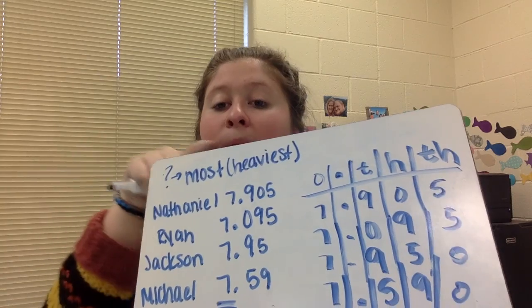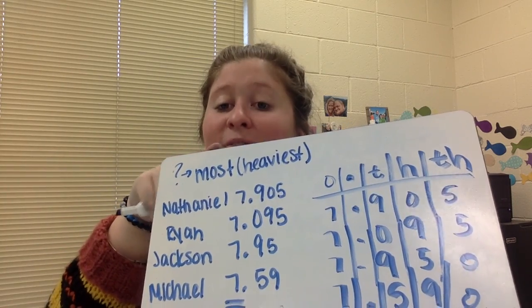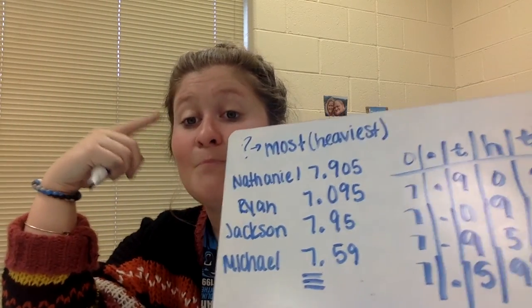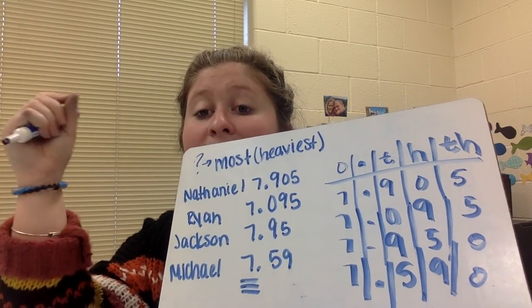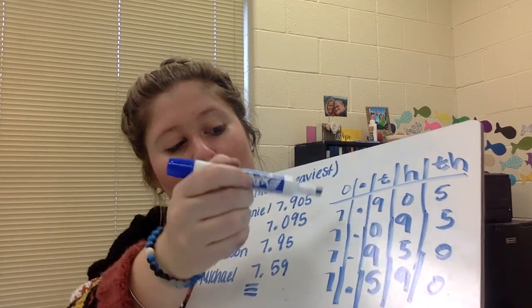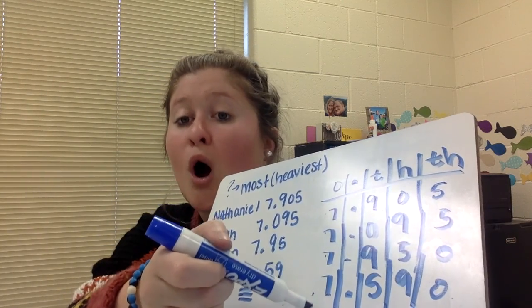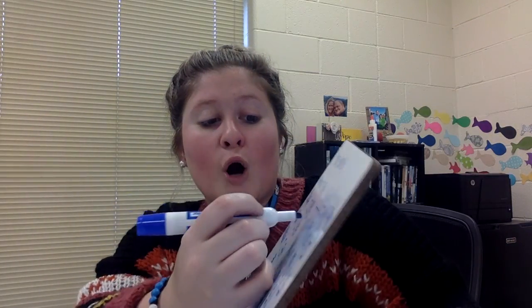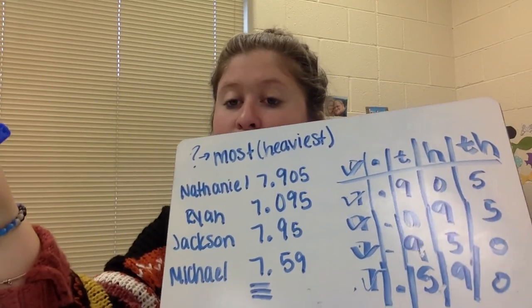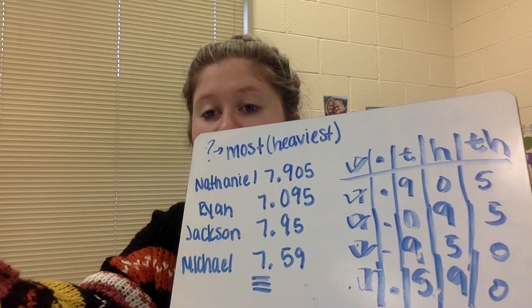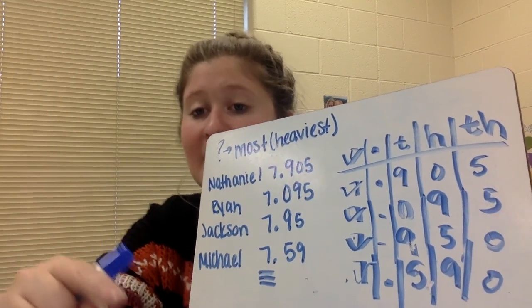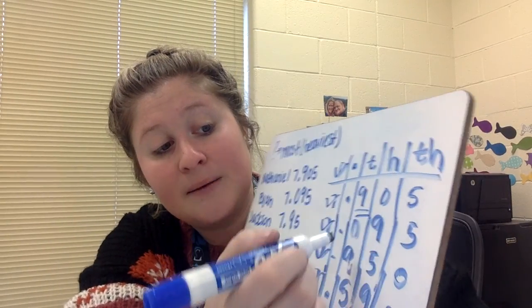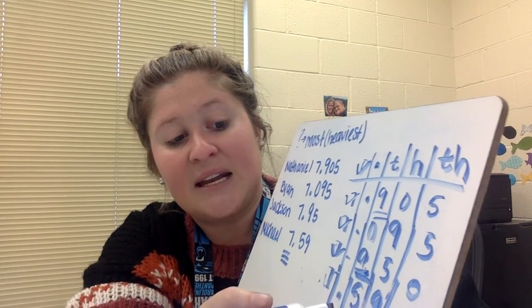Now I'm working with the most, or which one's the heaviest. So when I think heaviest, I think biggest. I'm going to start with my biggest place value, and I'm trying to figure out which one is the biggest. Well, when I look, 7777. So all of my ones are the same thing. So my ones are all even. I can't determine which one's the heaviest through the ones. So I'm going to jump to the next biggest place, which is the tenths place, and I'm going to look. A 9, a 0, a 9, and a 5.